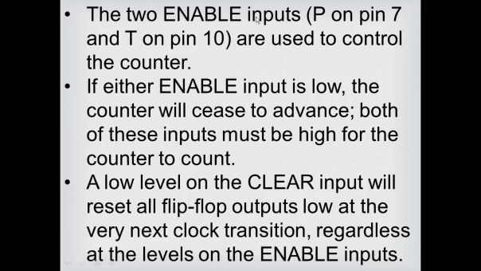The two enable inputs, I am repeating here, P on pin number 7 and T on pin number 10, are used to control the counter. If either enable input is low, the counter will cease to advance. That means both inputs should be high, and only then is the IC going to be activated. If either input is low, or both inputs are low, then the IC will stop advancing the content of the counter. Both these inputs must be high for the counter to count.